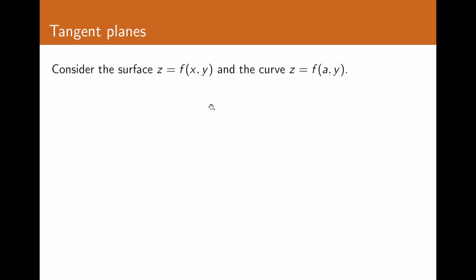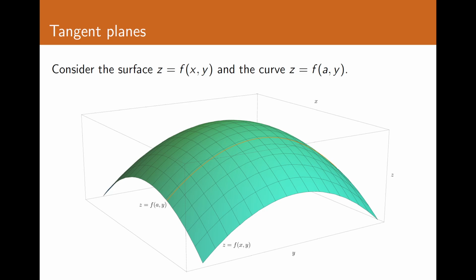So let's look back at our surface and let's fix the value for x. So we're just going to fix the value a. So we see here the green surface again is our function overall. And then if I fix all the values of x to be equal to a and only let y change, it gives me this orange curve here. So all of these values on here have x equal to a. And now y is still changing here.